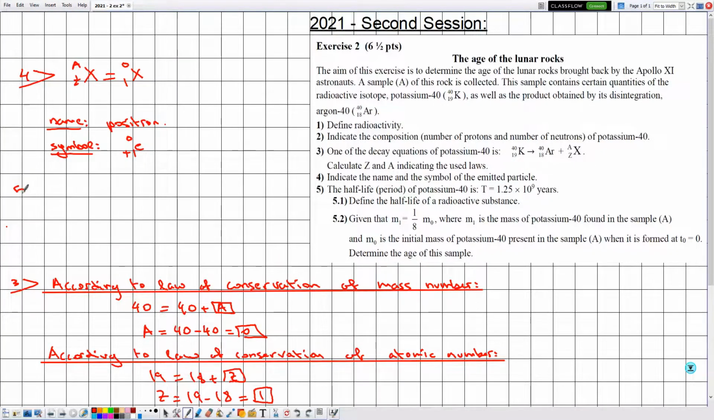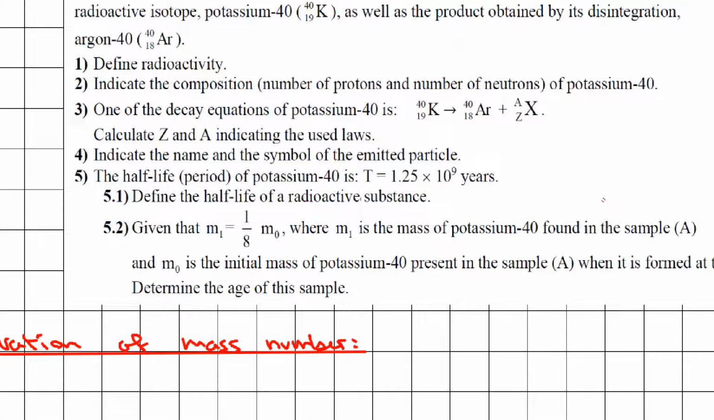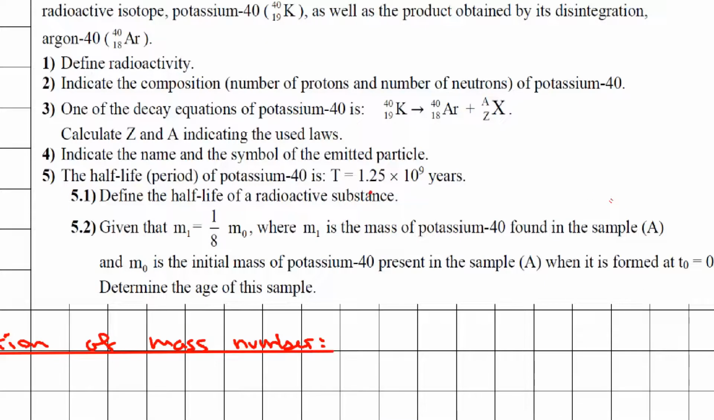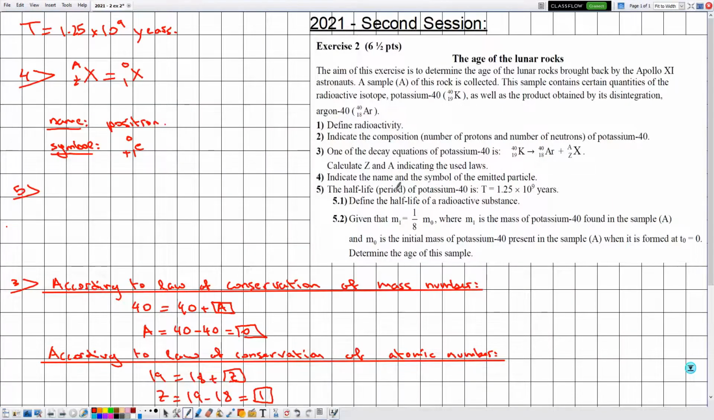Now in number 5, 5.1, the half-life period of potassium-40 is given by capital T, which is 1.25 times 10 to the power 9 years. Then let me write it here. Now what does the period represent? The period represents the time taken for this amount to be reduced to its half. Then in 5.1, they are asking us to define the half-life.